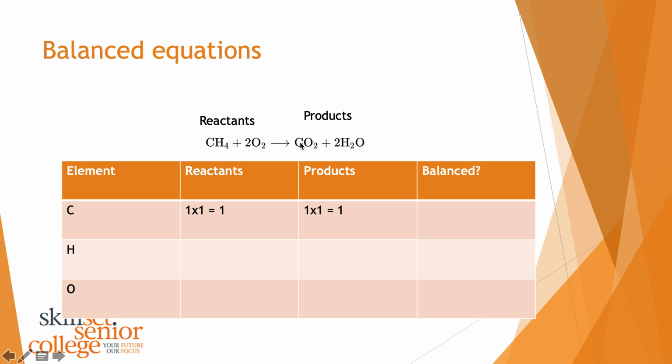In the products, how many carbons we got? We got 1 times 1 equals 1. Is this balanced? Yes. 1 equals 1. So 1 from the reactants and 1 from the products equals 1. So they are balanced. Okay. Hydrogen. We've got 1 hydrogen times 4. So 1 times 4 is 4 in the reactants. If we look at hydrogen on this side, we have 2 hydrogen times 2. That equals 4. Is that balanced? Yes, it is. 4 in the reactants equals 4 in the products. It's balanced. So far, so good.